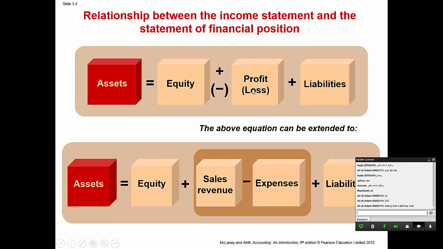Then the profit or loss here, we can break it down into sales revenue minus expenses. So by breaking this part down, we can find that sales revenue minus expenses is equal to profit or loss. Here, sales revenue and expenses are two common terms that exist in the income statement. So this is the relationship.